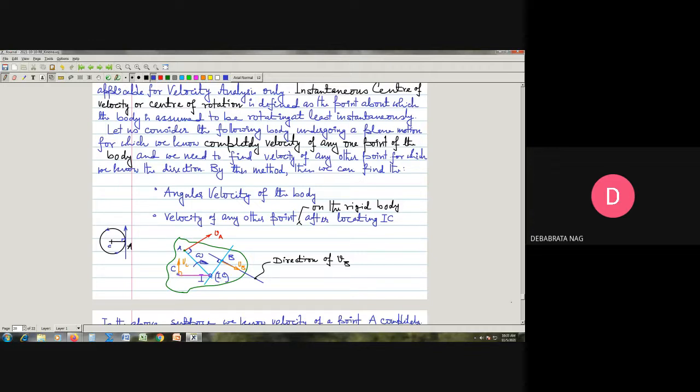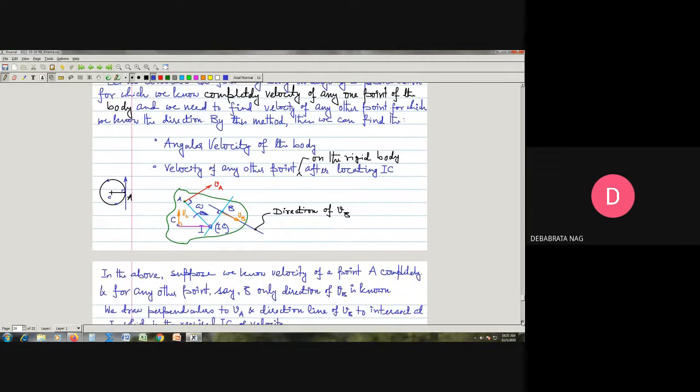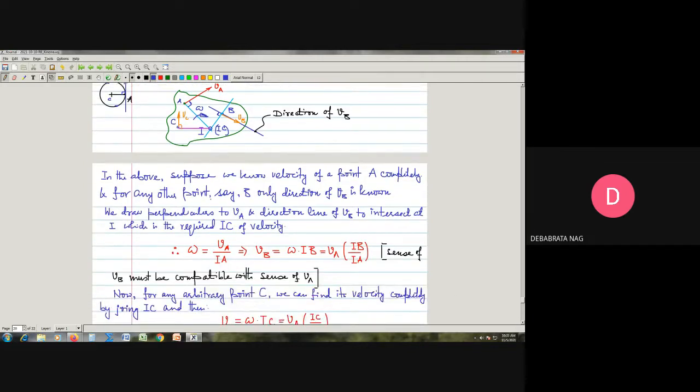Now we can, of course, from here find out the magnitude of the velocity. So we see in the above, suppose we know the velocity of a point A completely, and for any other point, say B, only the direction of VB is known. We draw perpendiculars to VA, you see this perpendicular to VA, and to the direction of the line of VB, that means this is the direction, which is known.